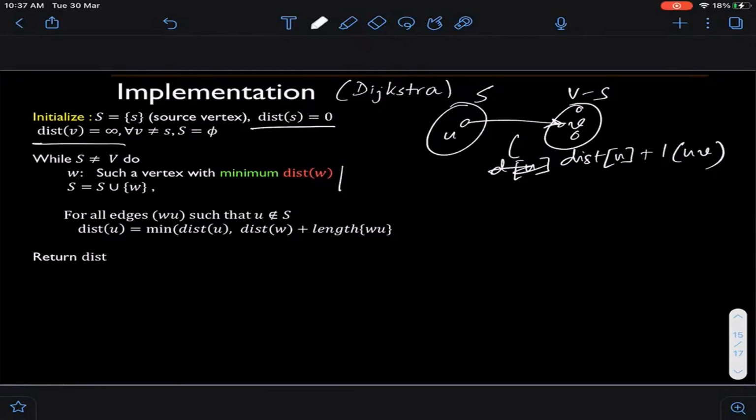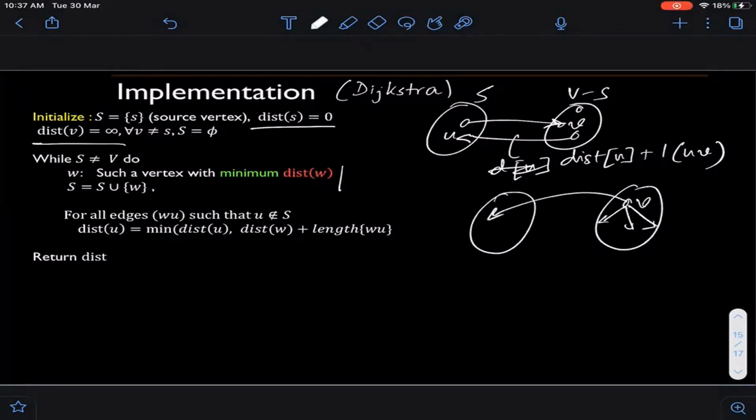So for instance, here, if I add V to this side, suppose V had some edges like that, these three edges. As soon as you bring V here, these edges now get exposed to you. These are edges which you did not consider previously. So the labels of these three vertices you will now have to update. So how should I update it? Well, that's simple. That's again sort of the greedy choice that we are making.